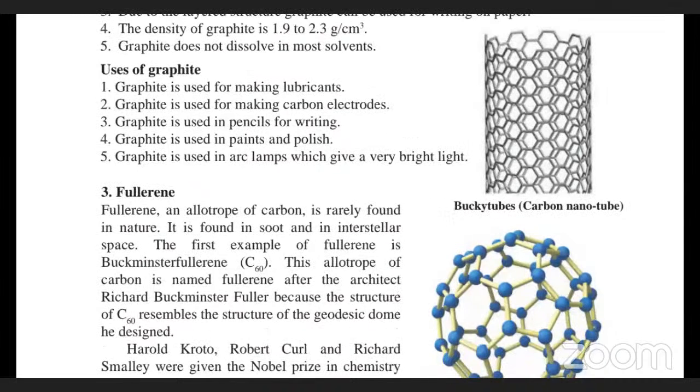Uses of graphite. So the first use is making lubricants, second carbon electrodes, third writing. We know that this is used in pencils. Next, it is used in paints and polishes. Then graphite is used in arc lamps which give a very bright light.